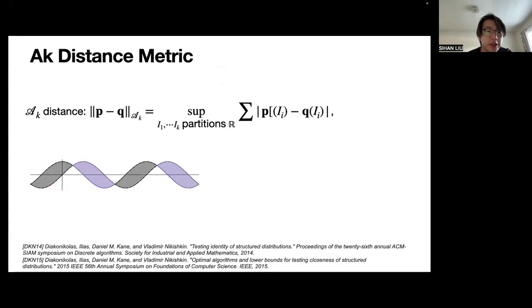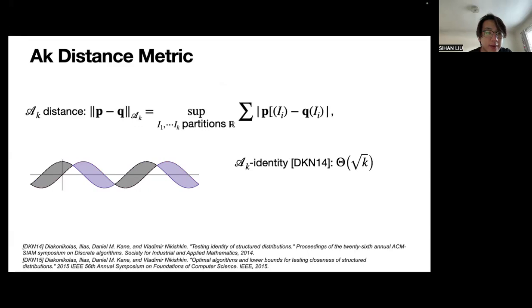The A_k metric, which has been studied in prior work, can be viewed exactly as such a candidate metric. In more detail, the 1D A_k distance is defined as the maximum discrepancy witnessed by any k disjoint intervals. When k equals 1, we recover the definition of Kolmogorov distance. When k approaches infinity, A_k distance converges to the TV distance under mild assumptions on the underlying distributions.